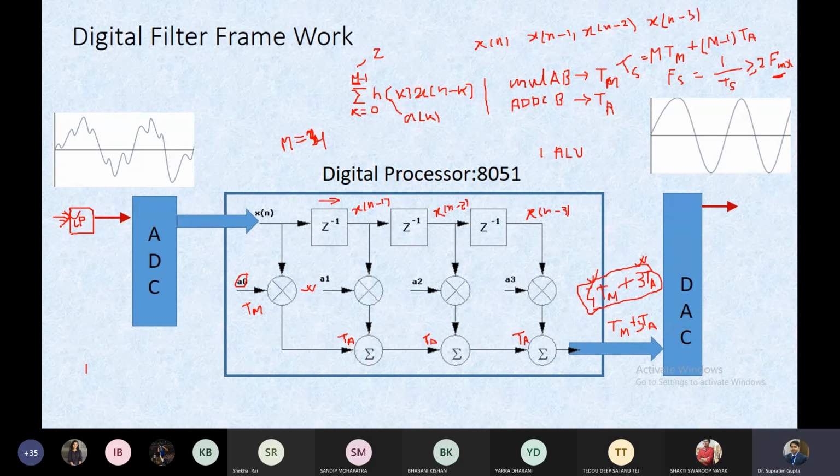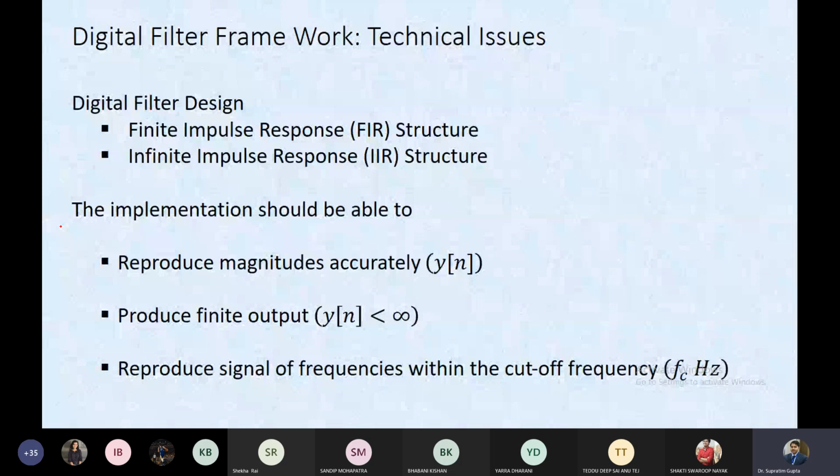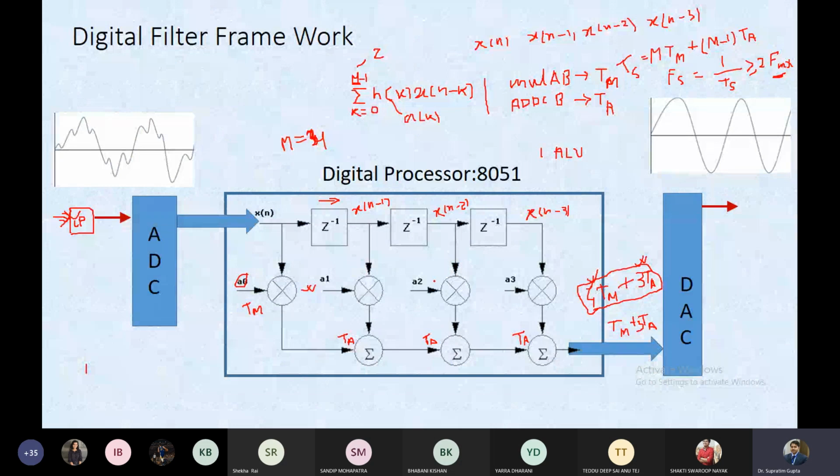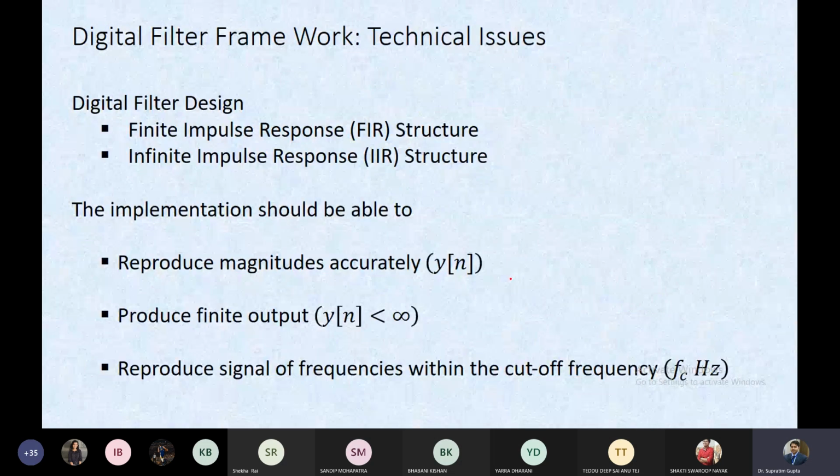Okay. So in this digital filter framework, we have some technical issues. One is the digital filter design, how we can get these coefficients A0, A1, A2, A3. That is the aim of the filter design process, and we'll see some examples of that. And then we need to have implementation. This implementation should be able to reproduce magnitudes accurately, which is related to computational accuracy, so the representations of data.